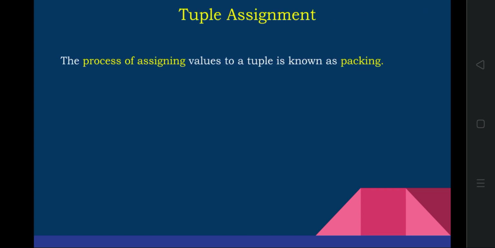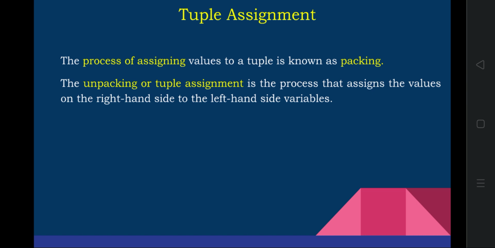Okay, so the first type is the process of assigning values to a tuple, which is known as packing. So we have the concept of packing here. So what is packing? It is the process of assigning values. So we just define a tuple variable, and for that we define the values. That is called packing. The unpacking or tuple assignment is the process that assigns the values on the right hand side to the left hand side variables. So the reverse process of packing is the unpacking, where we are assigning the values on the right hand side to the left hand side of the variables.